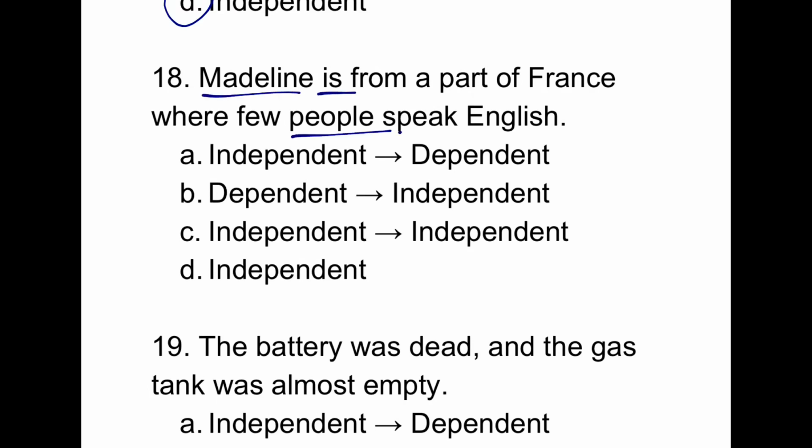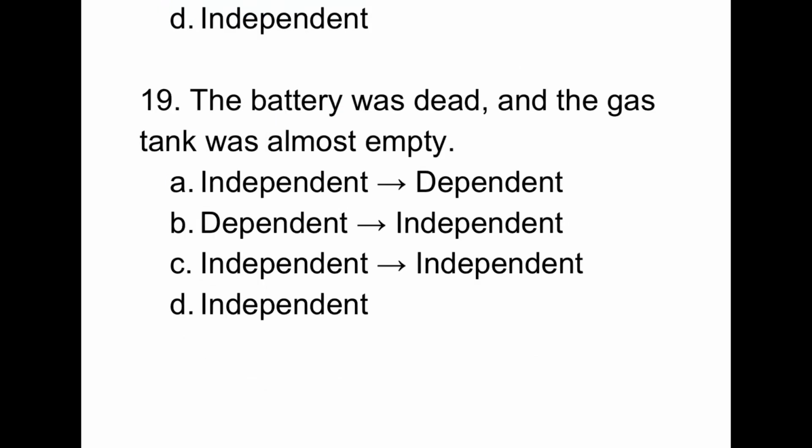18. Madeline is from a part of France where few people speak English. Madeline is, people speak. Where is a relative pronoun beginning that dependent clause. A is the answer. The battery was dead, and the gas tank was almost empty. So tank was. Because of this comma conjunction, we are connecting two independent clauses with a coordinating conjunction.